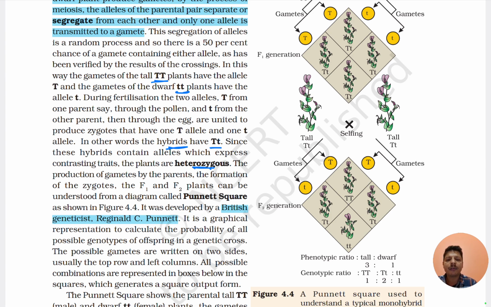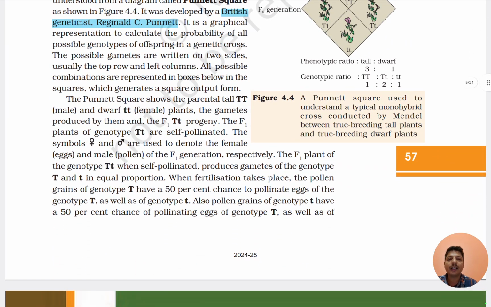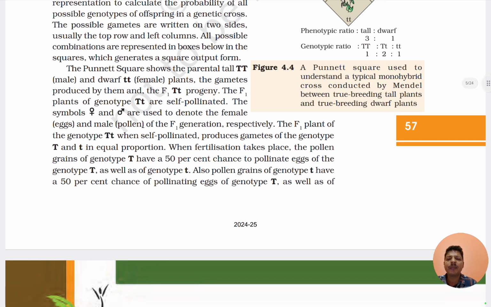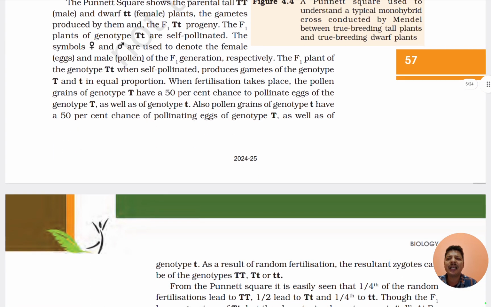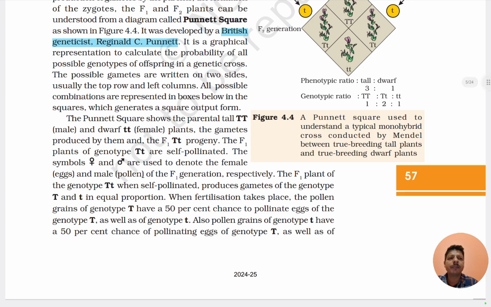And this is the whole diagram. Here the particular square is given. It is called the Punnett square, because it was developed by British geneticist Reginald C. Punnett. Then what is given here, you can see the same things are given, 50% again, written many times. And if you come to the symbols, the one with the cross below results in the female or eggs, and the symbol with the arrow pointing sideways is the male one.